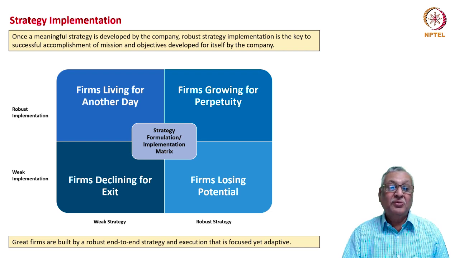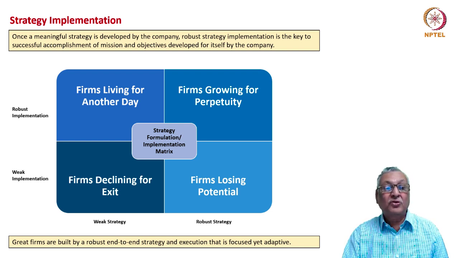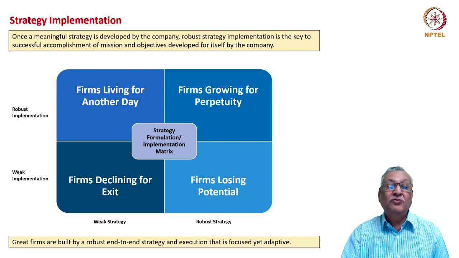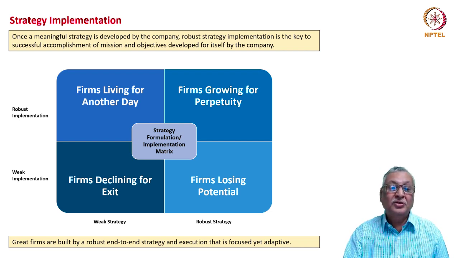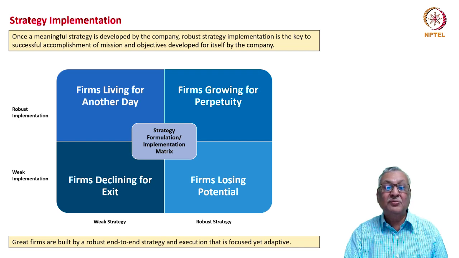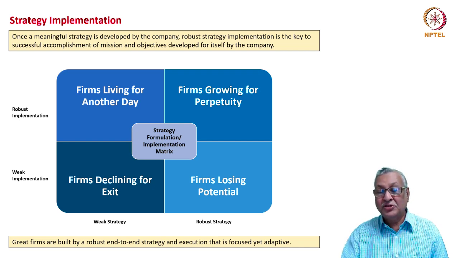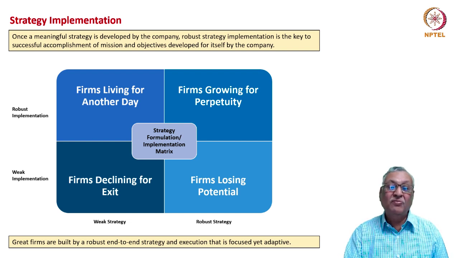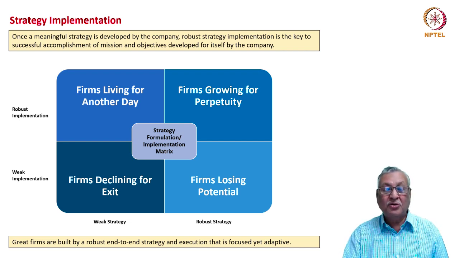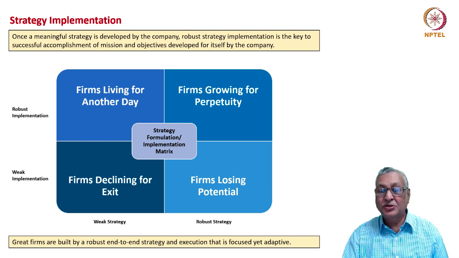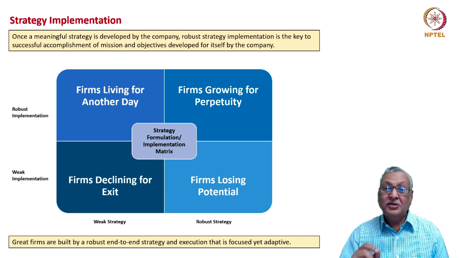A weak strategy can be made better through robust implementation. In such a case, firms get an opportunity to live for another day, and hopefully during this process, they would implement a better strategy. Then there are firms which have a very strong strategy and very strong implementation. Such firms grow in perpetuity. Great firms, without doubt, are built by a robust end-to-end strategy and execution that is focused yet adaptive.